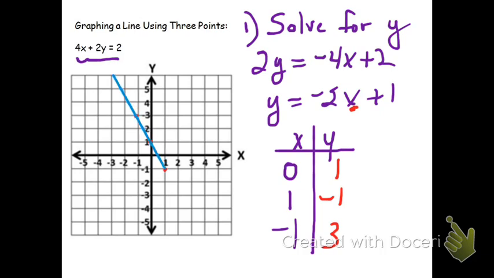Connecting the dots then, we'll draw a straight line through those 3 points, and our linear equation looks like this. Okay, so again, running through the steps, if you want to use a table, solve for y, pick any values you want to put in for x. It doesn't really matter. Just keep it simple on yourself, and you'll be fine. Plot those points and draw your line.